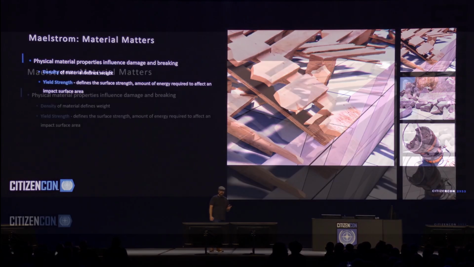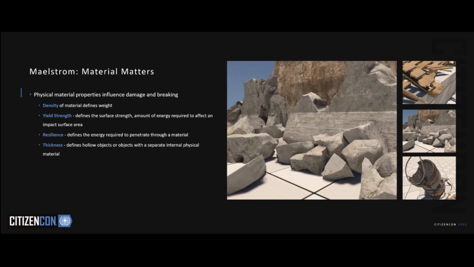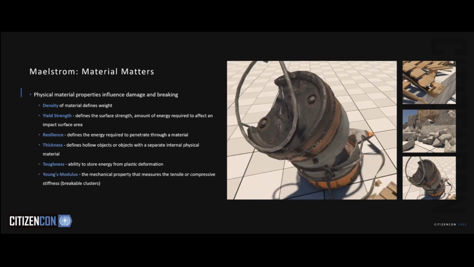Physical material properties influence damage and breaking and have a direct influence to how things break and fracture. To achieve this, we added various properties: density, yield strength, resilience, thickness, toughness, Young's modulus. And this is more or less what I wanted to talk about Maelstrom, but I don't want to leave without showing one more video of what carnage Maelstrom can create.